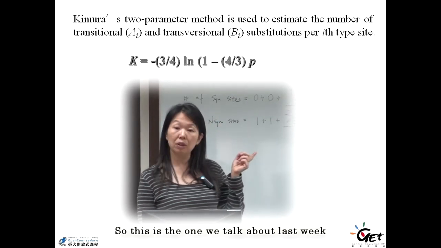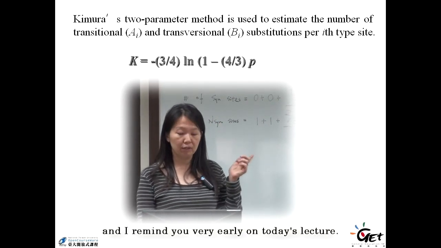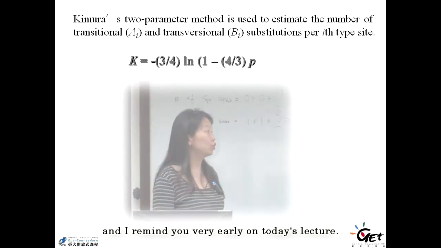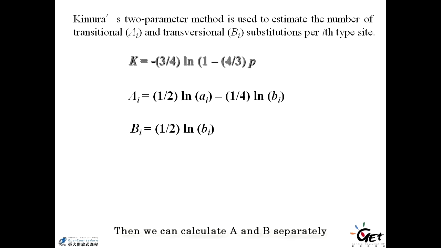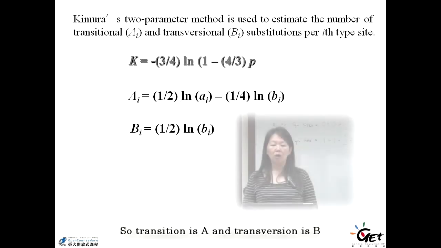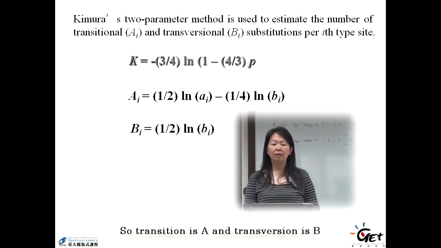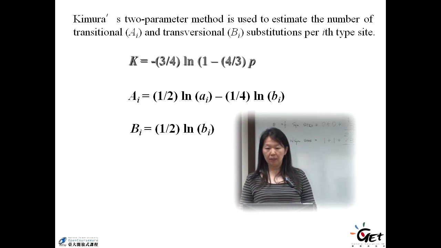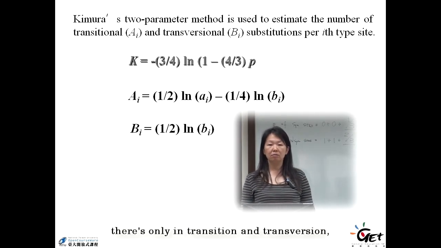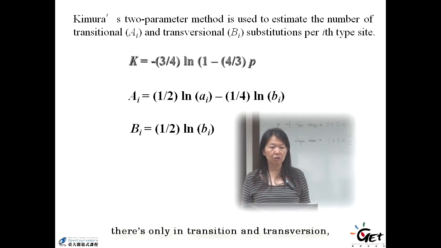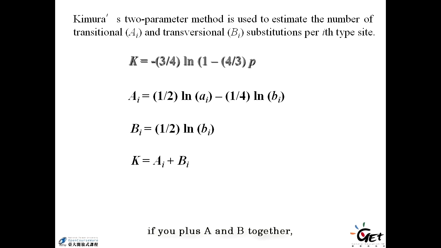So this is the one we talked about last week, and I remind you of it very early on in today's lecture. Then we can calculate A and B separately. Transition is A, transversion is B. Then I is 0, 2, or 4. Of course, there's only transition and transversion. So if you sum A and B together, that will be K.